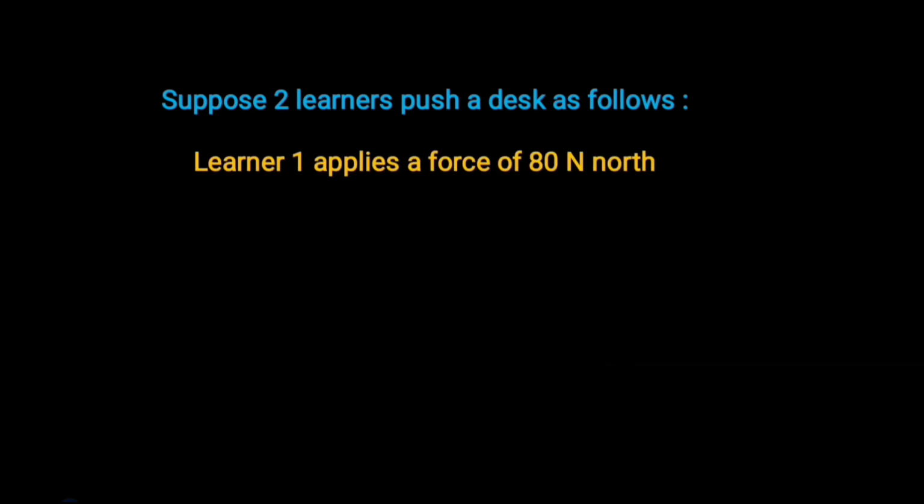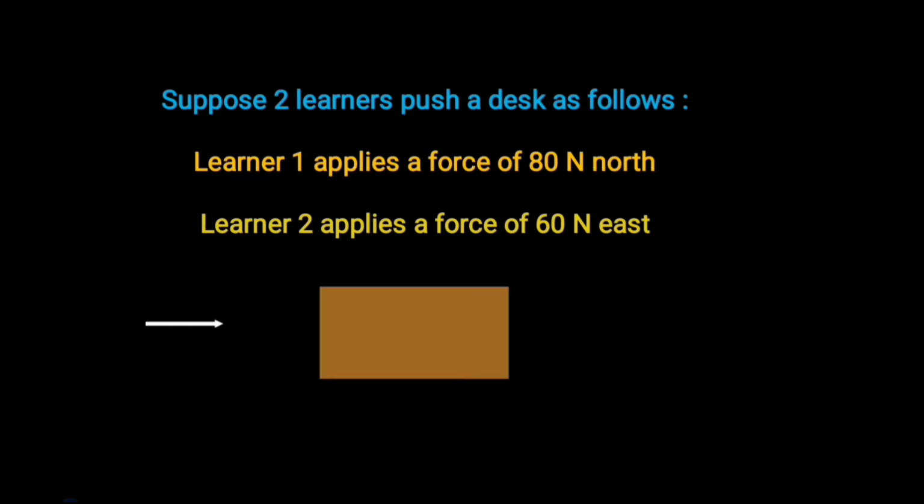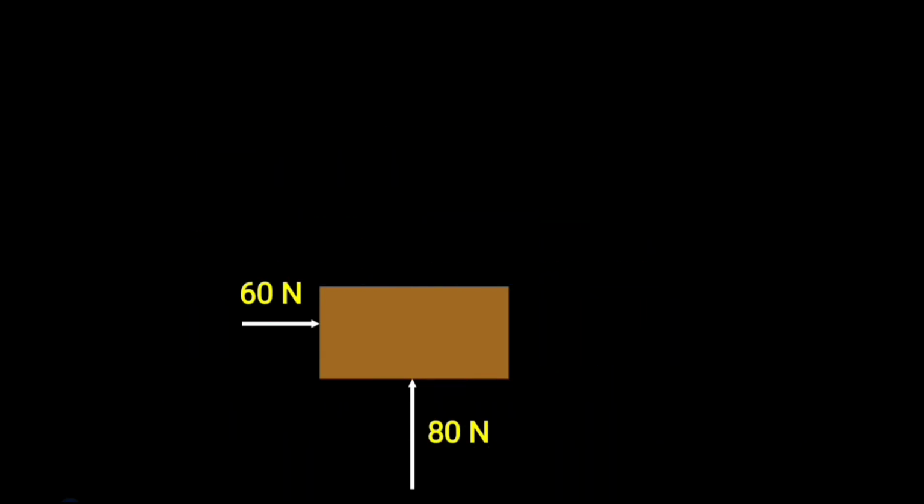Suppose 2 learners push a desk as follows. Learner 1 applies a force of 80 newtons north. Learner 2 applies a force of 60 newtons east, as shown in the diagram below. For us to determine the direction of the resultant of these 2 forces, we're going to need to manipulate this diagram. So we're going to remove the object, the table, and replace it with a dot.